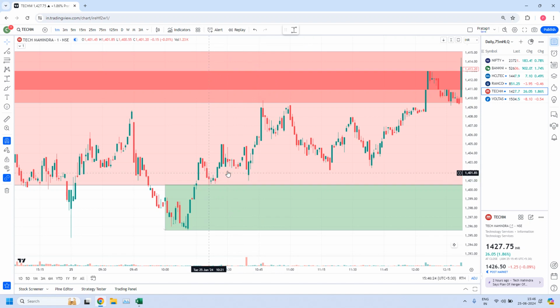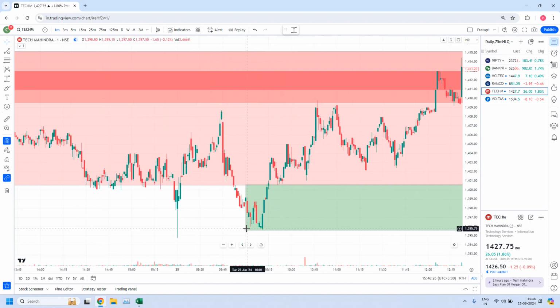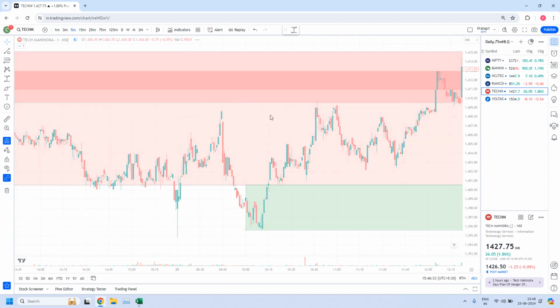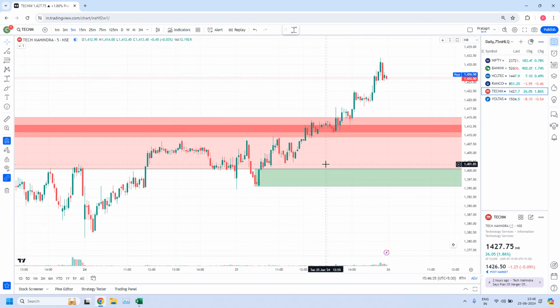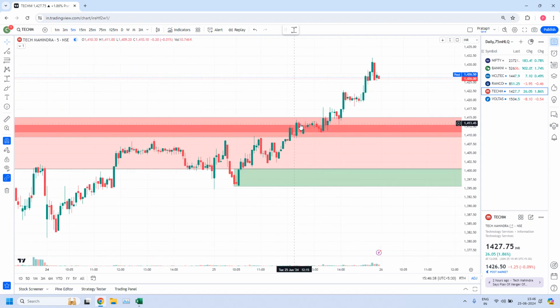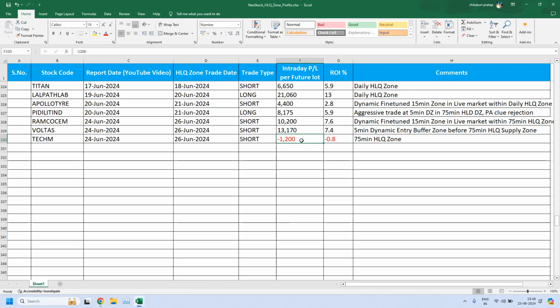But anyway, these are all only lessons. But the zone is stopped out. We have to accept that. Because the zone is violated, how much loss would we have got? 1,200 rupees loss, which is a negative ROA. 0.8% negative ROA you would have got as per one futures margin cost. This is about Tech Mahindra.